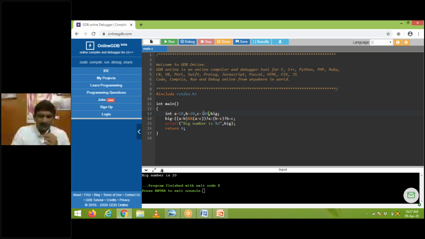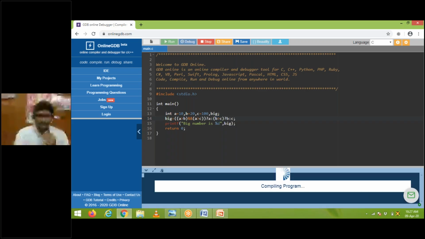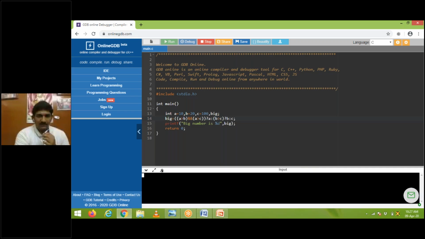Now I am giving c value 100. We'll run the program. 10 is greater than 20, condition false. Now it goes to the b greater than c part. That means 20 is greater than 100. 20 is not at all greater than 100, so now c value will be evaluated as big. We'll run the program. Now big number is 100 will be printed.